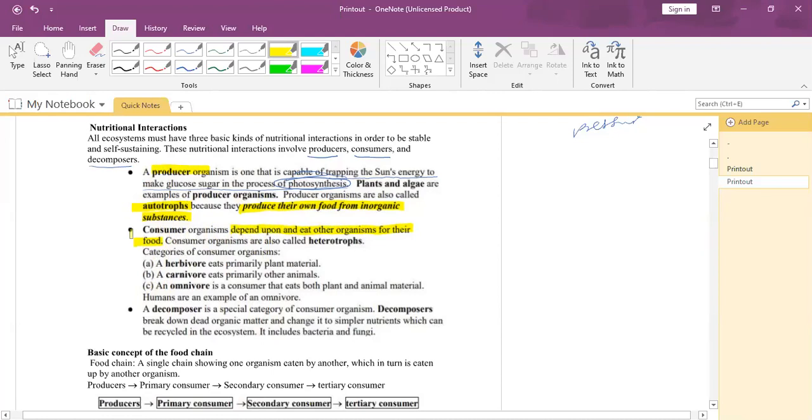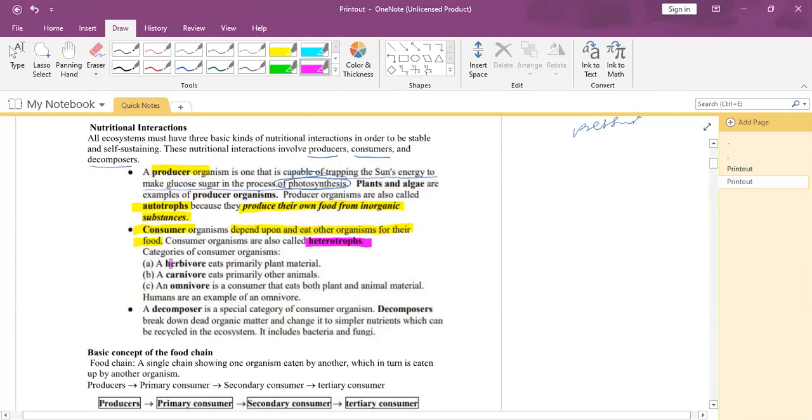Okay, consumers. In other words, they cannot produce their own food. So another word for consumer that can be used is the word heterotroph. Heterotroph means that they cannot produce their own food. They rely on other organisms for their food.